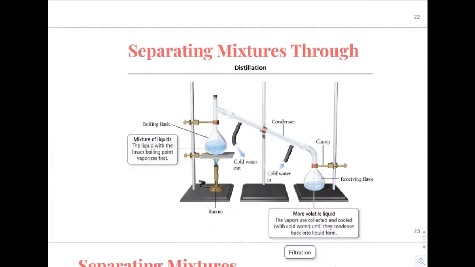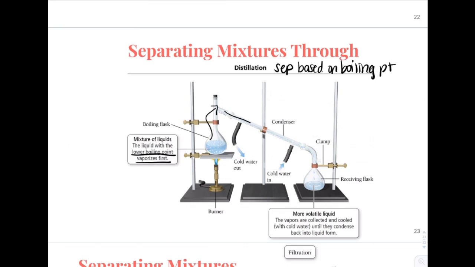So we can separate mixtures. We'll talk about this a little more in the lab section, but you can separate mixtures through a process called distillation, and distillation is a separation based on boiling point. So if you start heating something up and you've got a mixture, the thing that has the lowest boiling point is going to turn into gas first, and that gas is going to travel up here.